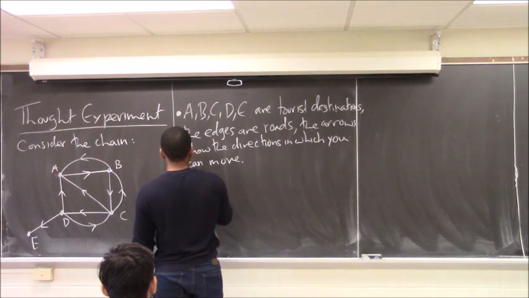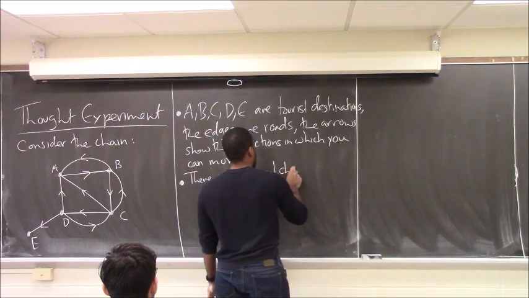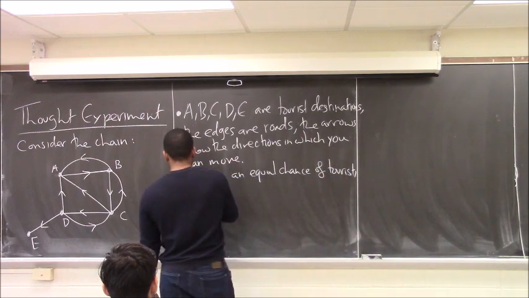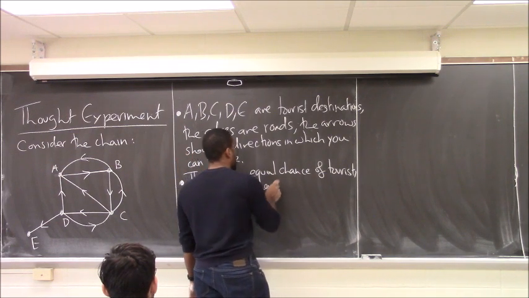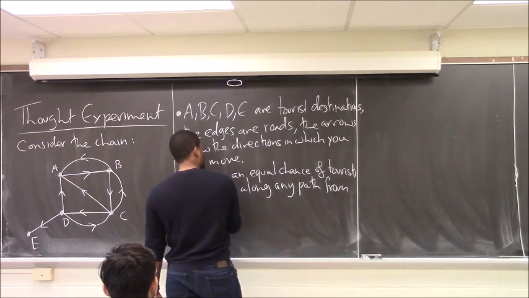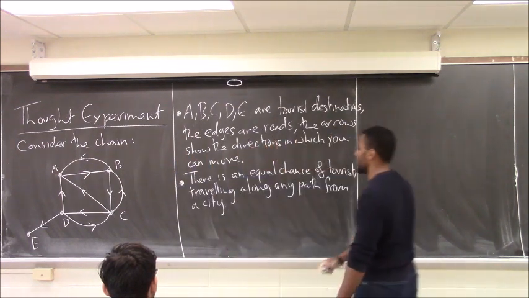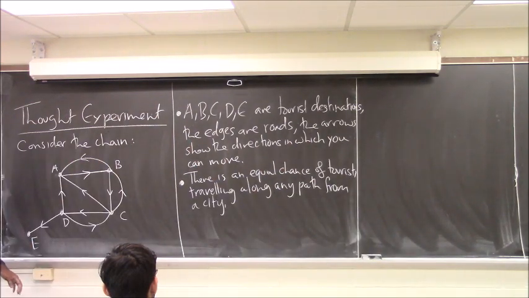Second, there is an equal chance of tourists traveling along any path from the city. Okay, so maybe I'm an air traffic controller or some city planner or someone who's concerned about the flow of people through all these cities, right? And so the thing is, I can't really predict who's gonna travel where.